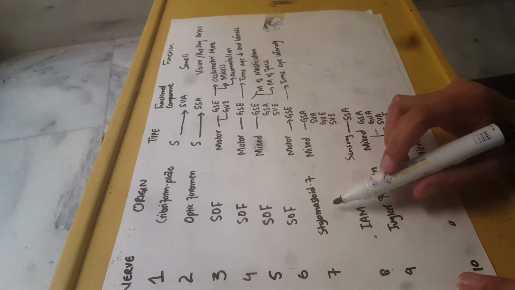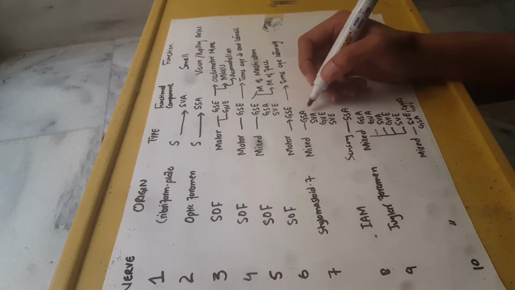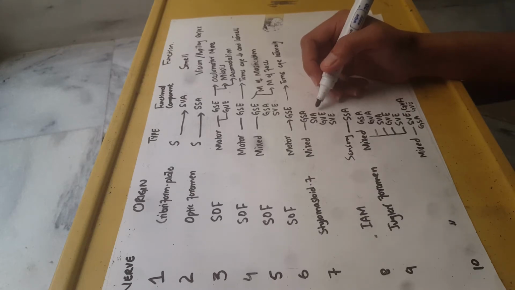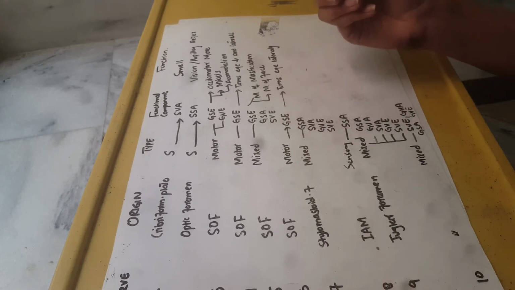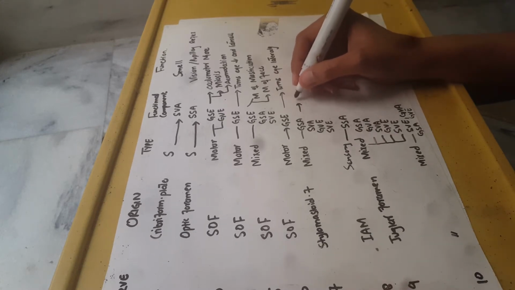Then we have the seventh cranial nerve, that is the facial nerve. It is a very important cranial nerve. It is mixed. It contains all the fibers: special visceral efferent, general visceral efferent, and special visceral afferent, right? Special visceral efferent is because it is supplying facial expression. General visceral efferent is because it is carrying the parasympathetic fibers to the salivary glands, right? Special visceral afferent is because it is carrying taste sensation, right? From here you can guess the different functions. So it is supplying the salivary glands.